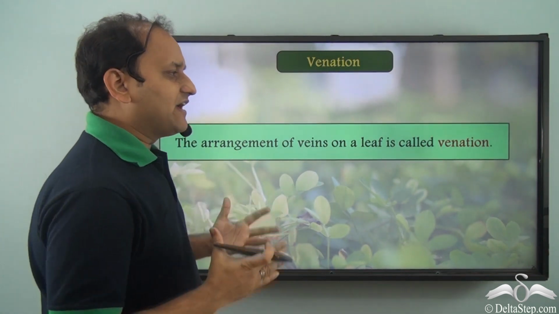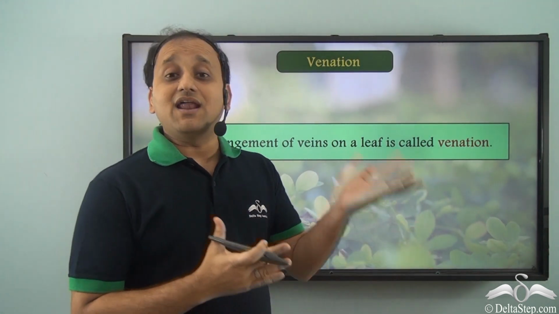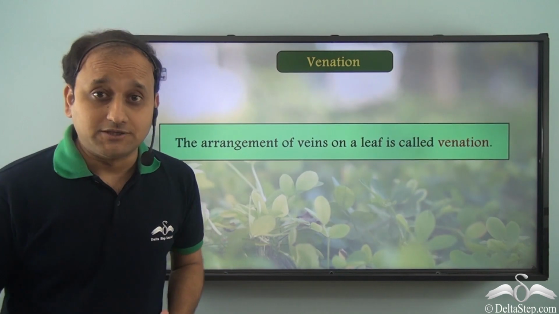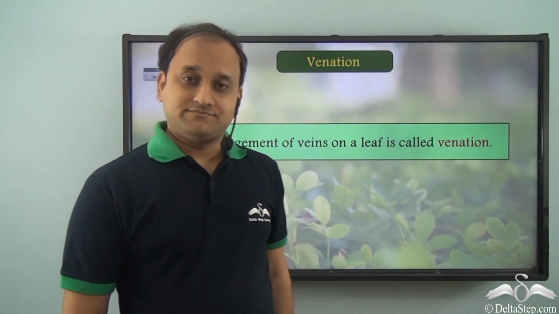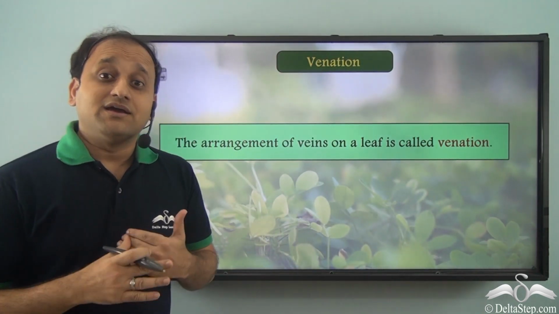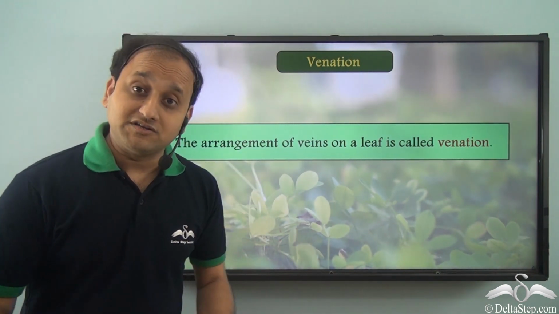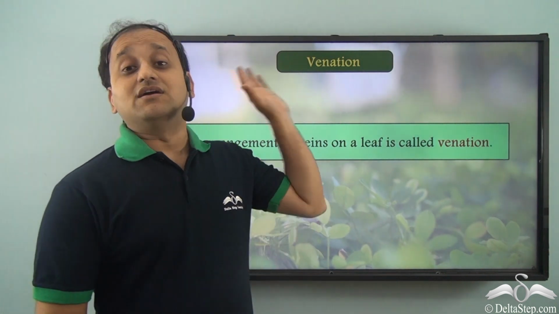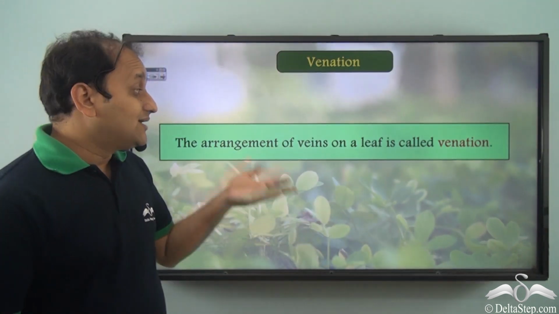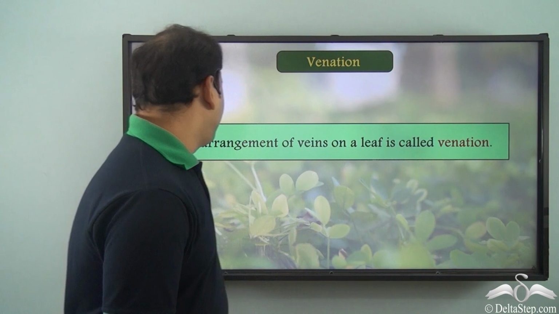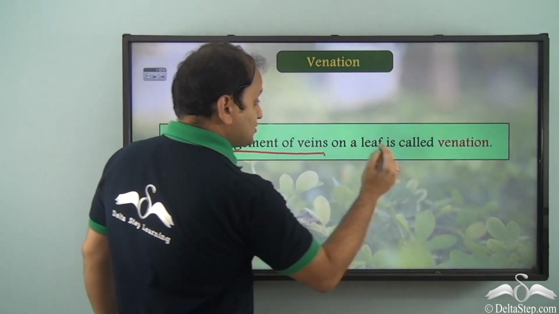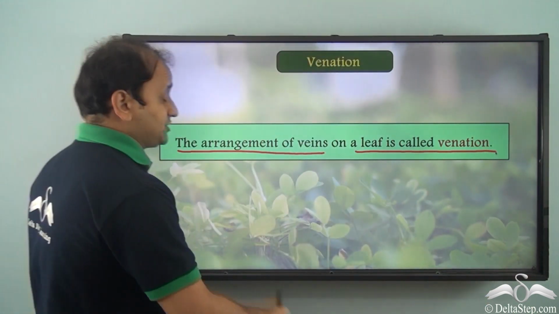Now these veins are very important. In fact, their arrangement has a special term. It's called venation, and venation gives us further categories of leaves. So leaves can be further categorized on the basis of the type of venation or the type of arrangement of veins. So the arrangement of veins on a leaf is called venation.